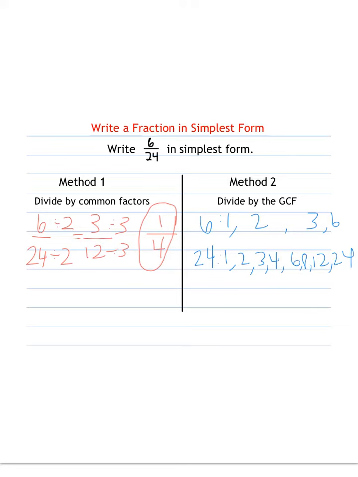So now we look at them, find our greatest common factor, which is 6, and now we can divide our numerator and our denominator by the greatest common factor, which we found was 6, so we divide by 6 here and here. 6 divided by 6 is 1. 24 divided by 6 is 4. So again, we get 1/4 for our fraction in simplest form. So whichever way you do it, you should get the same answer.